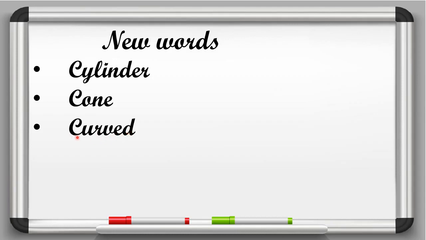CURVED. Curved. Beta, you have to learn the spelling of curved. Now the next is plain. PLANE. Plain. SHAPE. Shape. Curved shape, plain shape. Okay.